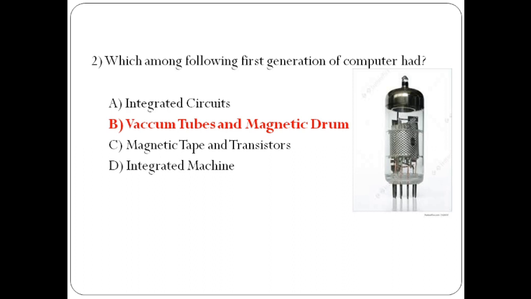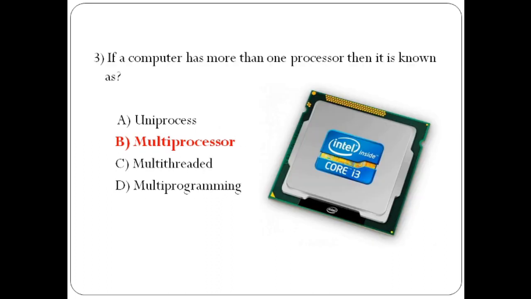Which among following first generation of computers had? Vacuum tube was basic component for electronic devices and used throughout the first half of the 20th century. It brought about great innovations in televisions, radio, sound recording, and most importantly, the development of analog and digital computers.